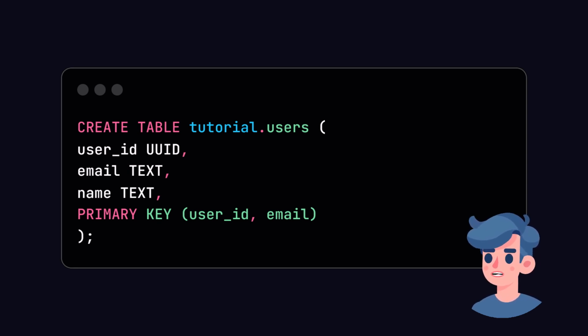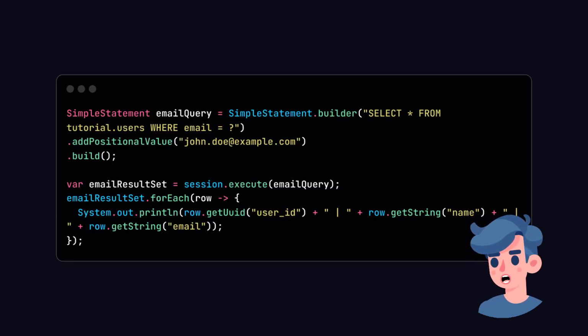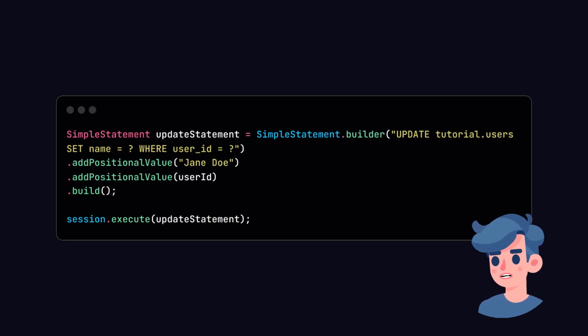Let's adjust our table to include email as a clustering column. This way, we facilitate efficient search based on email. Now, we can fetch user details by their email in a more efficient manner. We can likewise run an example to show how to use the clustering key in queries. By redesigning the data model based on how we want to retrieve the data, we can significantly improve performance.